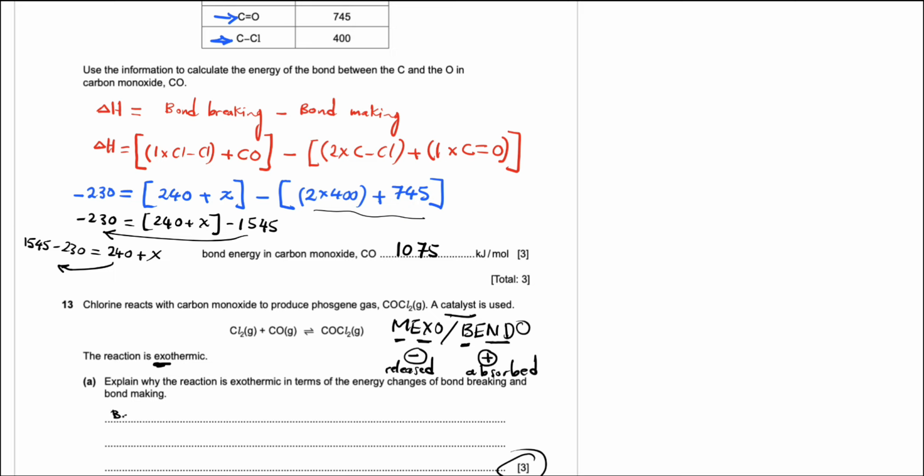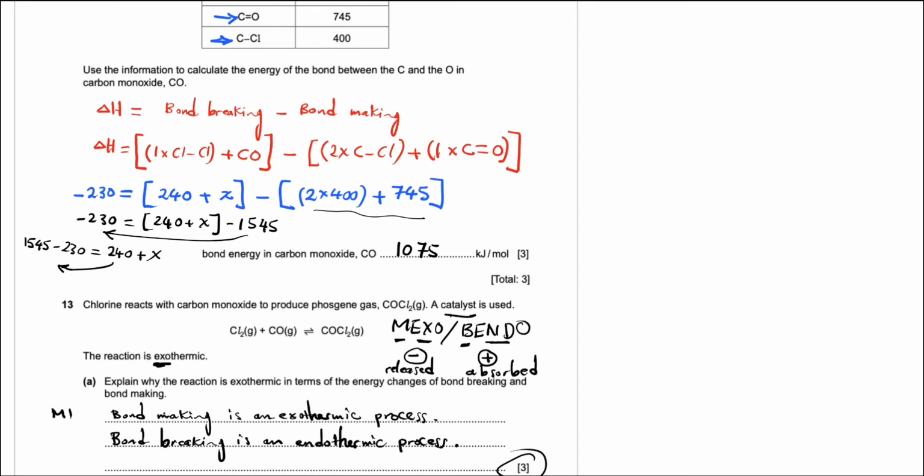So bond making is an exothermic process, while breaking bonds or bond breaking is an endothermic process. Remember, all of these ideas, I got it from the mnemonic mexo bendo. That's it. So here we have 1 mark for explaining mexo, 1 mark for explaining bendo, and finally, the final mark to tell me the relation between mexo and bendo, which one is greater.